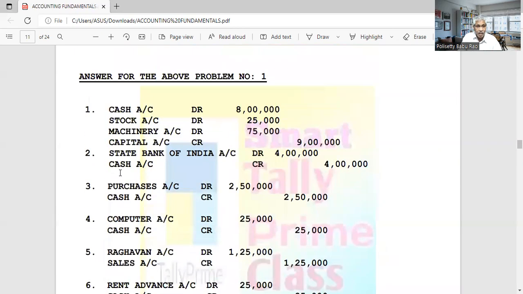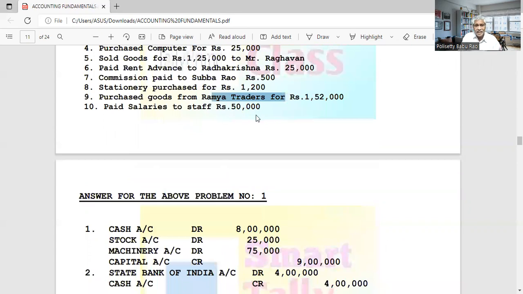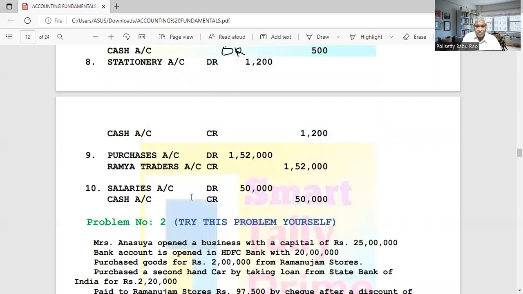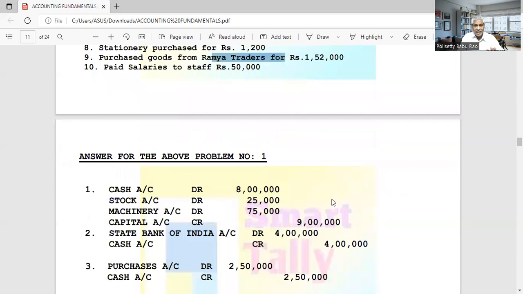Then last one. Paid salaries to staff. This is nothing but like commission. Salaries paid is an expense, debit; paid cash, credit. So salaries account debit 50,000, cash account credit 50,000. Understand? Like this you have to do it.